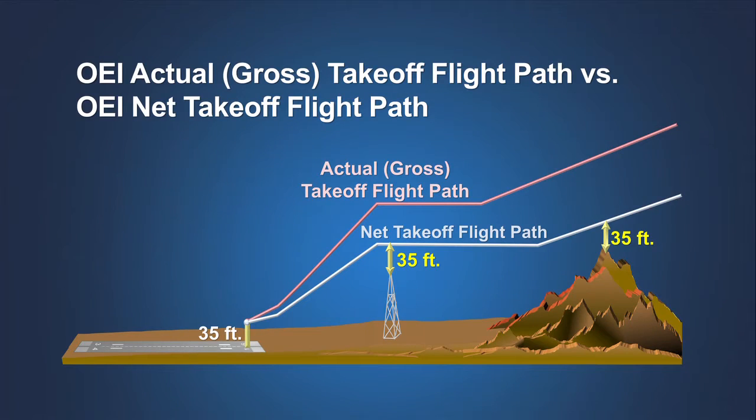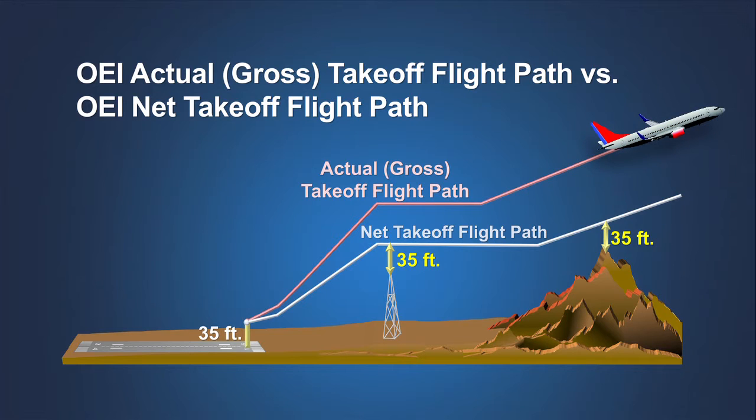The intent of defining obstacle clearance in terms of net performance is to provide a reasonable safety margin should the airplane's climb performance following an engine failure be less than predicted. These differences are due to the operational variations that can reasonably be expected in gross weight, thrust, airplane drag, pilot technique, wind effects, and so on.